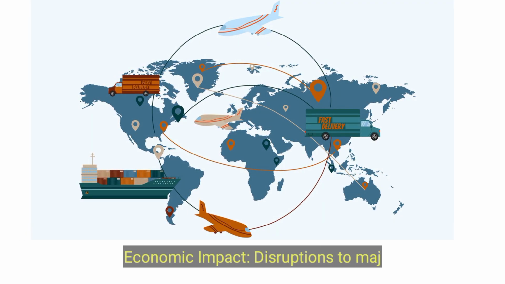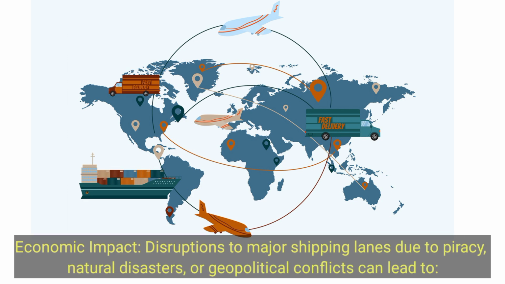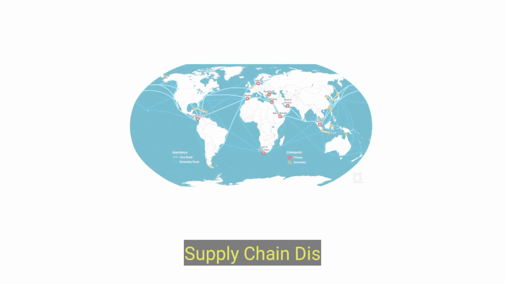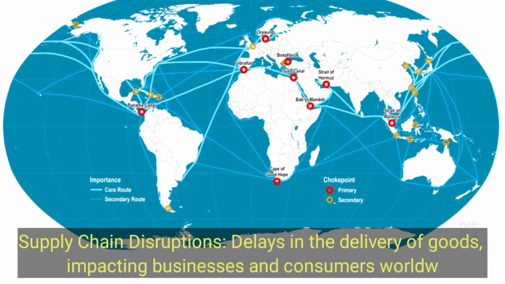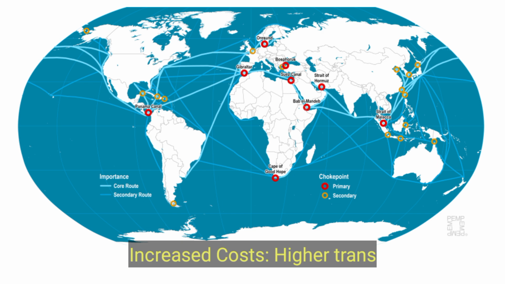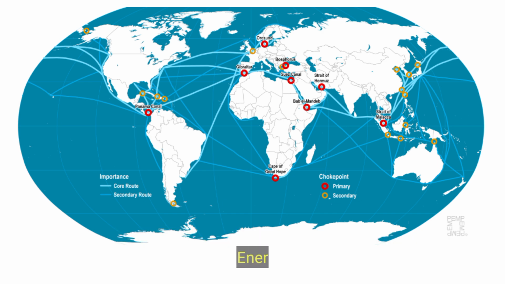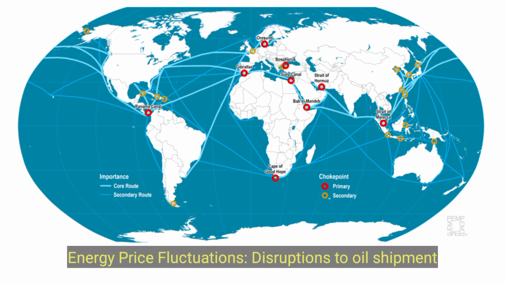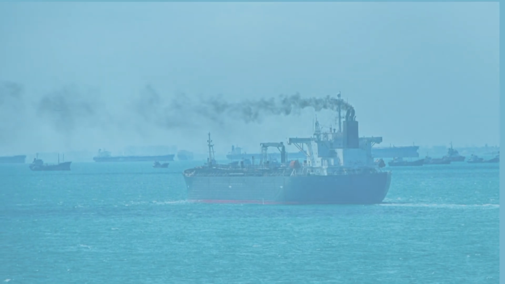Economic impact. Disruptions to major shipping lanes due to piracy, natural disasters, or geopolitical conflicts can lead to supply chain disruptions, delays in the delivery of goods, impacting businesses and consumers worldwide. Increased costs. Higher transportation costs, leading to inflation and reduced economic growth. Energy price fluctuations. Disruptions to oil shipments can cause oil prices to spike, affecting global energy markets. Environmental concerns. Pollution.